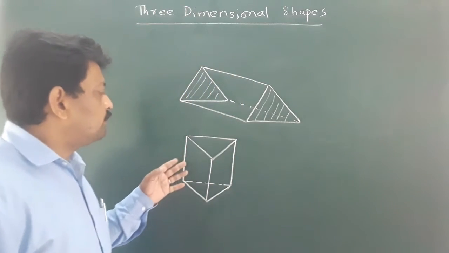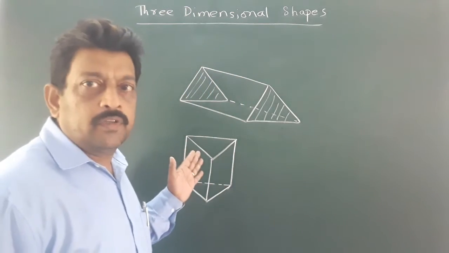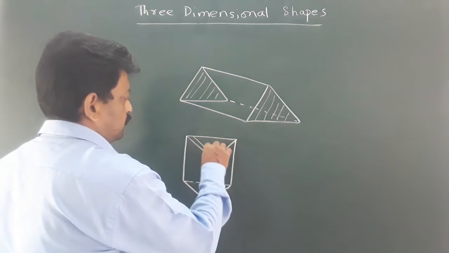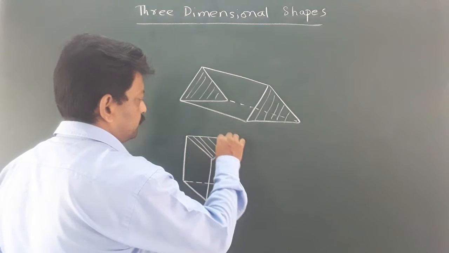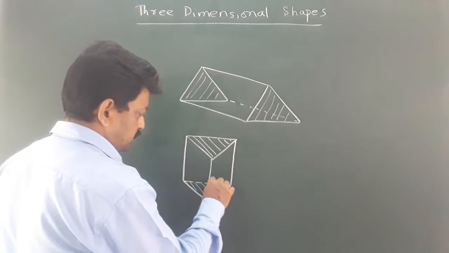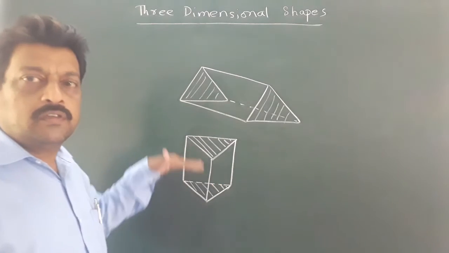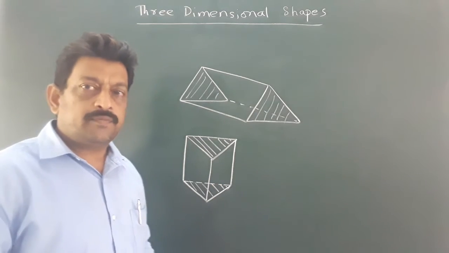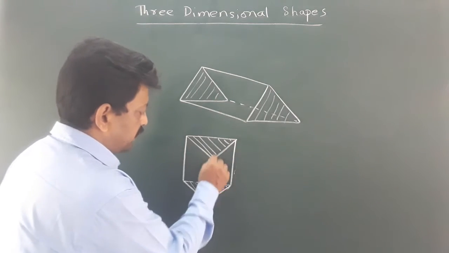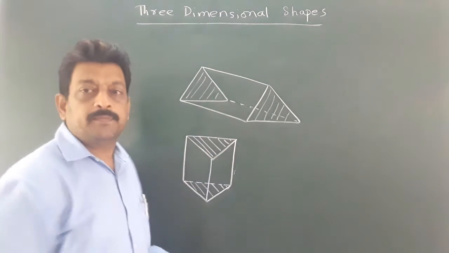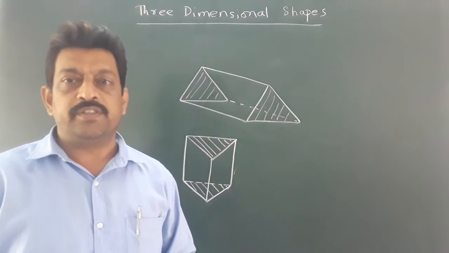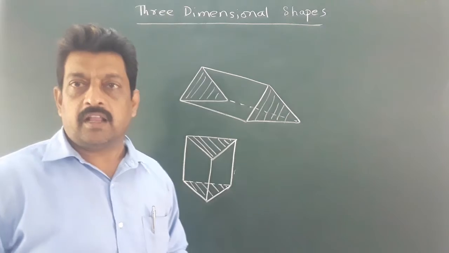Student, you can draw the triangular prism in this manner also. Here the top is a rectangle, the bottom is also a rectangle, and both these planes are parallel to each other. As you can see, the side faces are square, rectangle, the back is also rectangle. So this is a triangular prism because the faces are triangle.